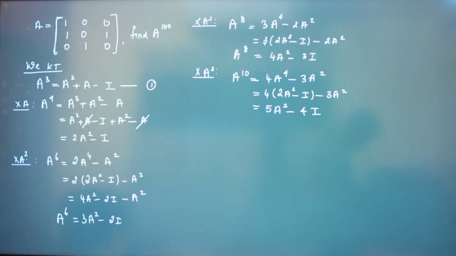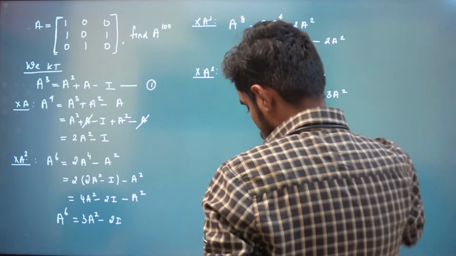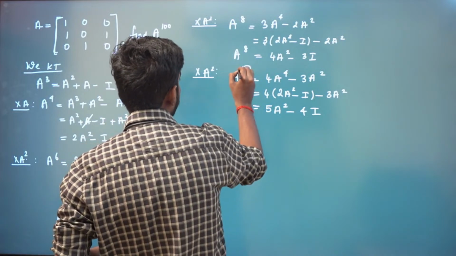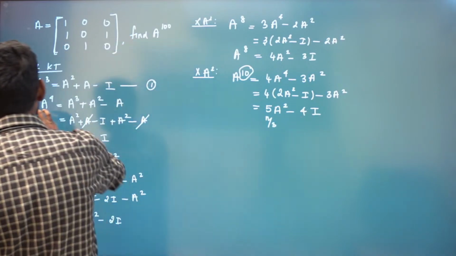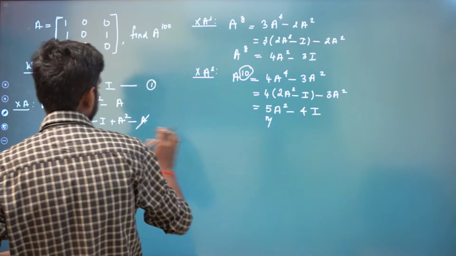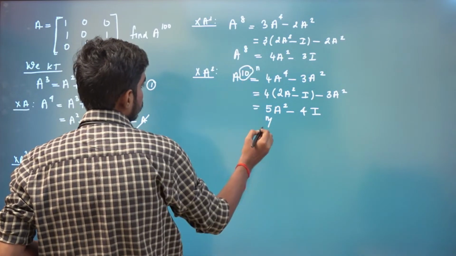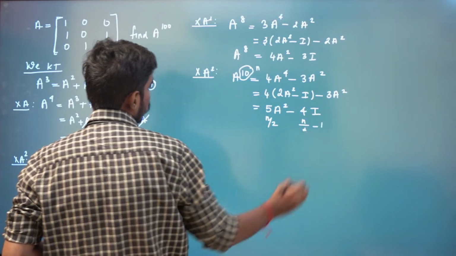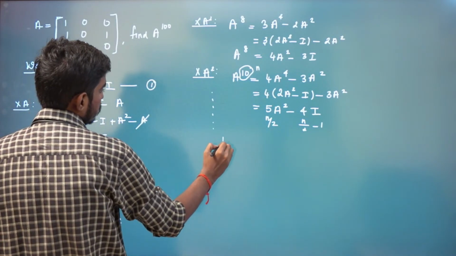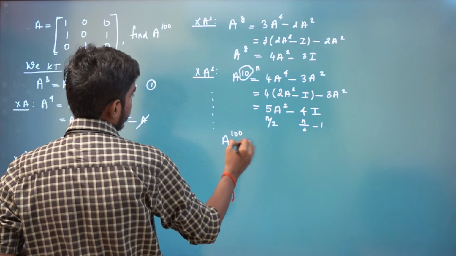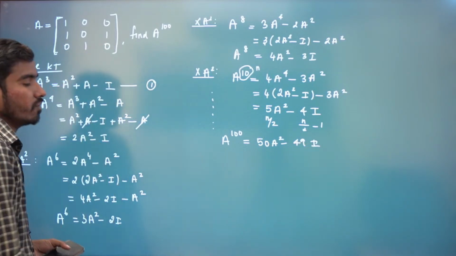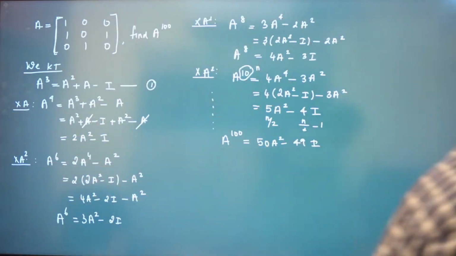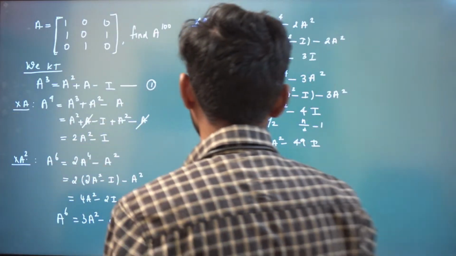Is there any pattern here? You can see, if this is n, this is n by 2, and the constant is n by 2 minus 1. That is a pattern, right? So if you continue like this, what will be my A power 100? n by 2 is 50. So 50A square minus 49I will be my value of A power 100, right?